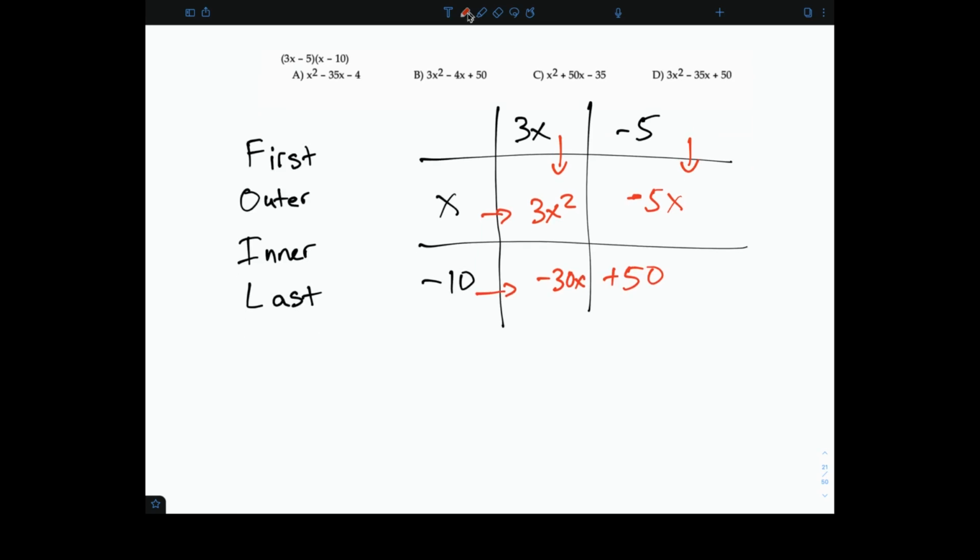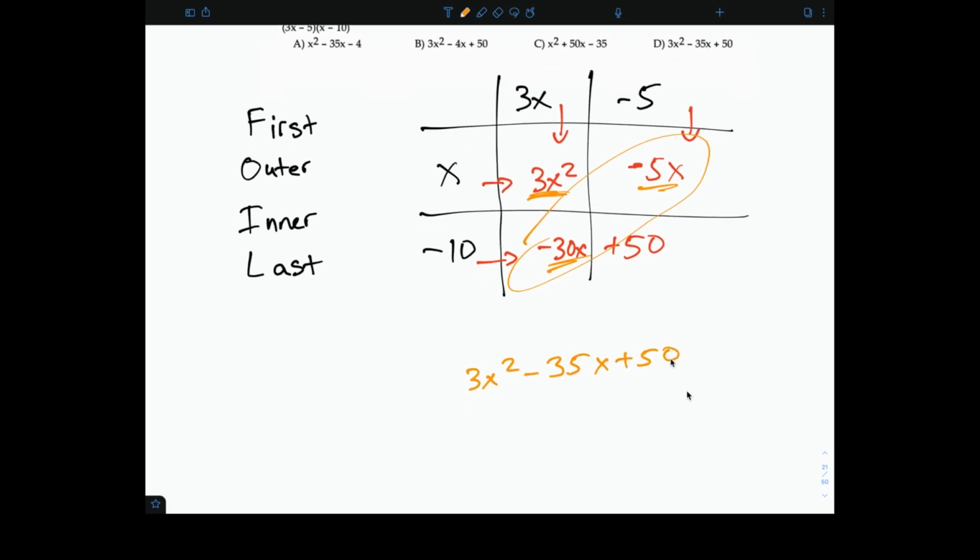And once we write it as such, we're going to combine like terms. So we'll combine this. This is 3x squared. So the first one is just 3x squared. Then we have like terms. So that's negative 35x plus 50. And there's our answer. Okay.